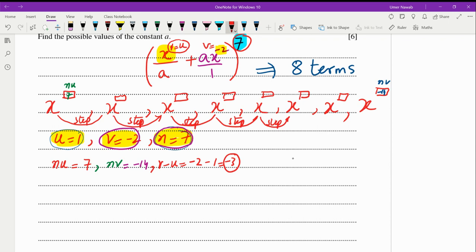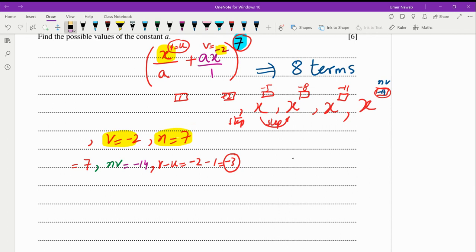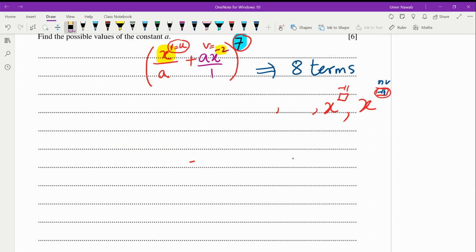So 7 decreased by 3 gives you 4. And then your next power will be 1. Then your next power will be negative 2. Then next power will be negative 5. Then negative 8. Then negative 11. Then last one is minus 14. So I hope you understand the philosophy behind the powers of x, which I wrote over here.